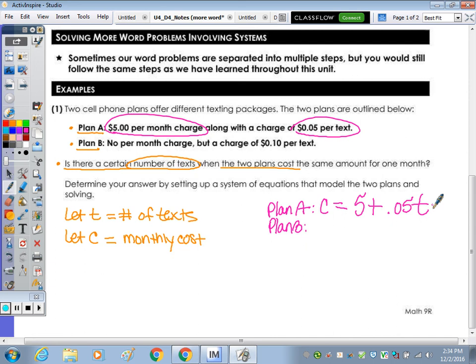Plan B, it says we're going to charge no per month charge, but you're going to get charged 10 cents per text, so twice as much. So actually C equals 0.10 times T. It wants the number of texts where the plans cost the same amount. So that would mean setting the two costs equal to each other. If you were just going to solve this system, they're both in the form C equals, so you would use elimination or substitution? Substitution.